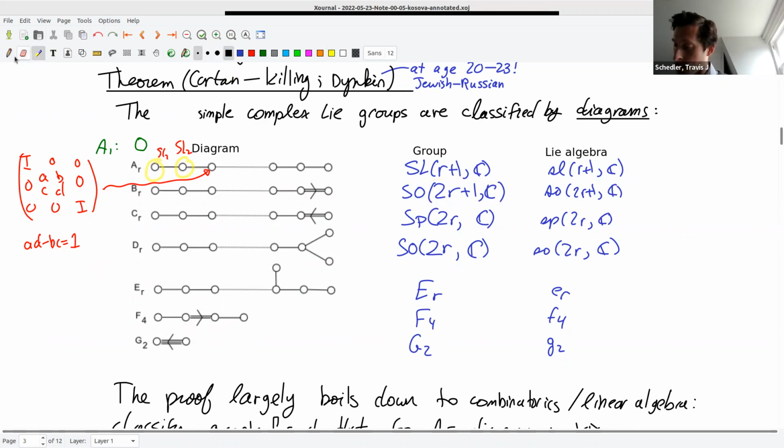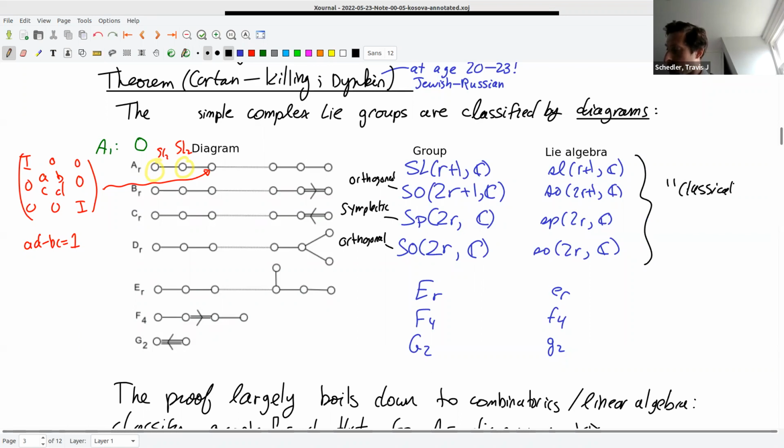So these ones are going to live inside of here, right? And in fact, all of these groups will live inside of SL if you have the R's matching up. So this SO2R plus 1 will live in SL2R plus 1 as well. Now SP, so these will preserve a symmetric bilinear form, what's called an orthogonal form. These will preserve a skew symmetric form, what's called a symplectic form. These are bilinear forms. And then we have again the orthogonal one here. So these are what are called the classical Lie algebras.